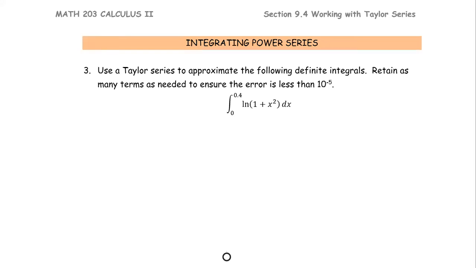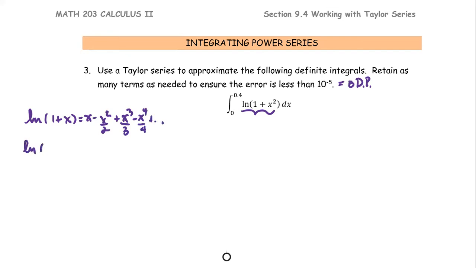Integrating power series. In this example, we are going to use a Taylor series to approximate the definite integral. Retain as many terms as needed to ensure the error is less than 10 to the negative fifth, that means correct to 5 decimal places. For the integrand natural log of 1 plus x squared, we're going to use the Taylor series of the log of 1 plus x, which is x minus x squared over 2 plus x to the third over 3 minus x to the fourth over 4 and so forth.